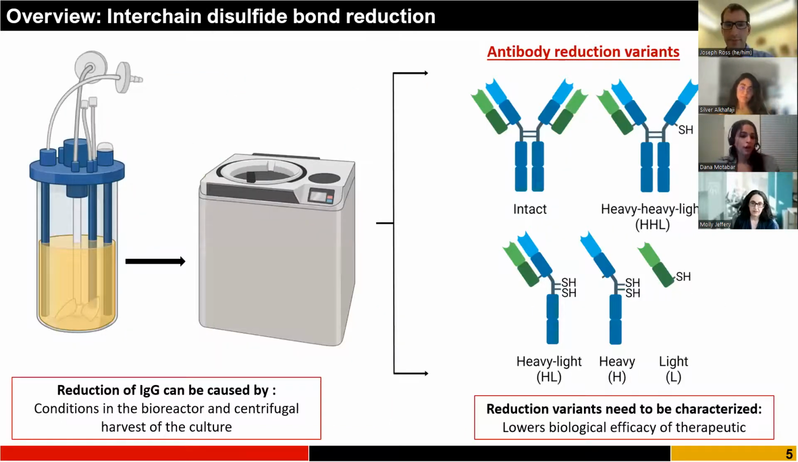So now I want to show how we can apply our approach to analyze antibodies and their characteristics, such as when they undergo what we call interchain disulfide bond reduction. Reduction is a problem in bioprocessing, and it can occur in the upstream cell culture. It happens in the bioreactor or when they're harvesting the culture. And reduction can lead to the production of many variants that are shown here on the right. And it needs to be characterized because it can impact the efficacy of your therapeutic.